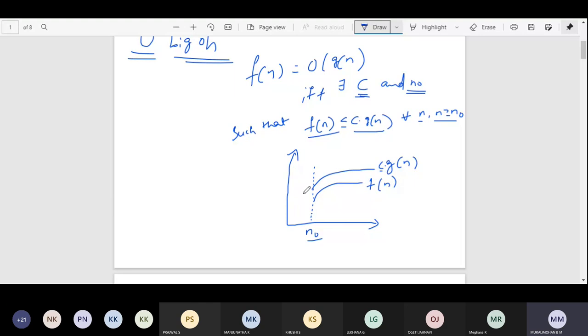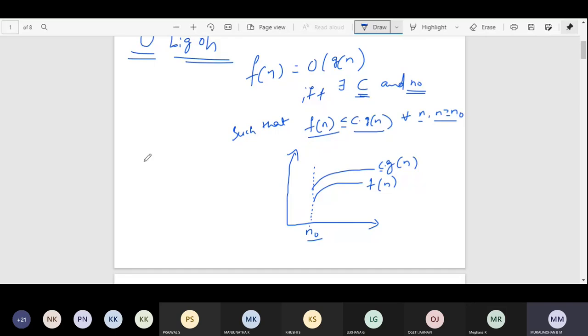Whatever we are having before this n naught, we will not consider. It does not matter. Only after n naught, this f of n should always be less than or equal to c into g of n.